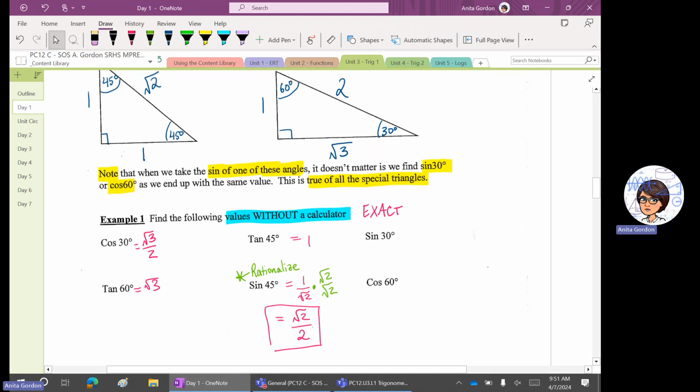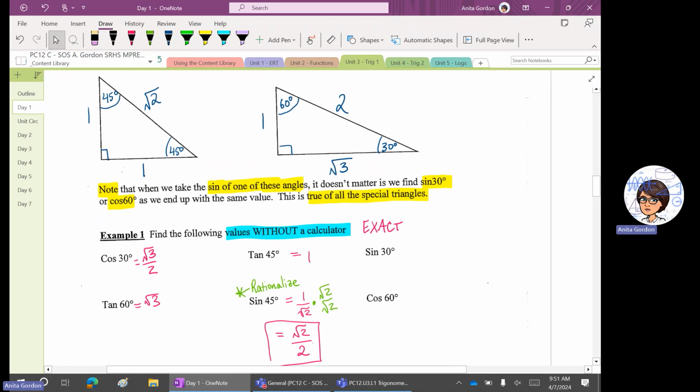All right, sine of 30, opposite over hypotenuse. This is just going to give me 1 over 2. And cosine of 60, 1 over 2. Notice that these are the same, right? Sine of 30, cosine of 60. Because both of these angles are on the same special triangle, they are going to be equal to the same value. So that's why special triangles are really handy.